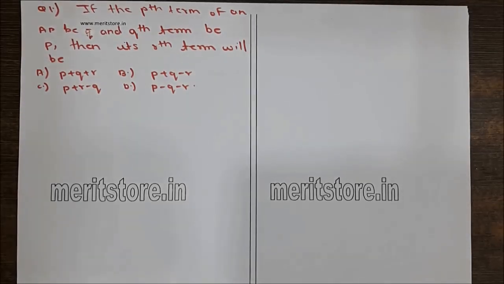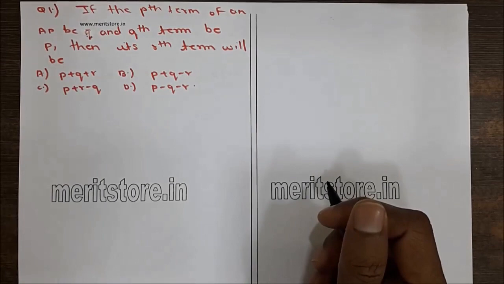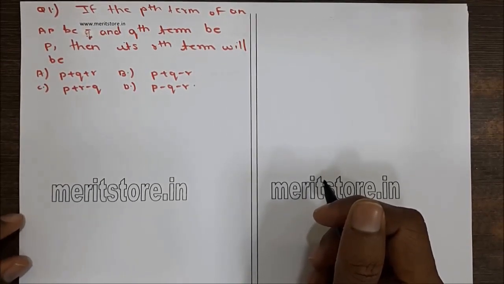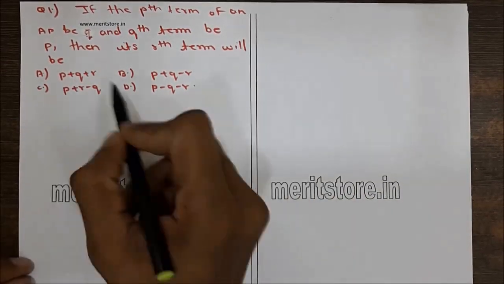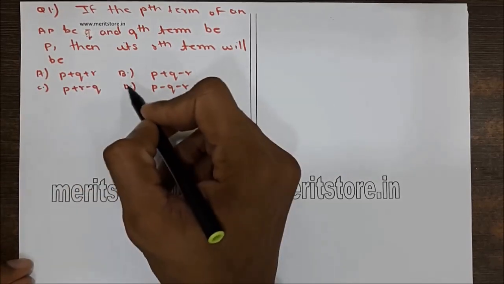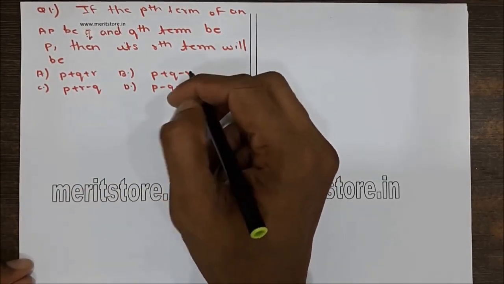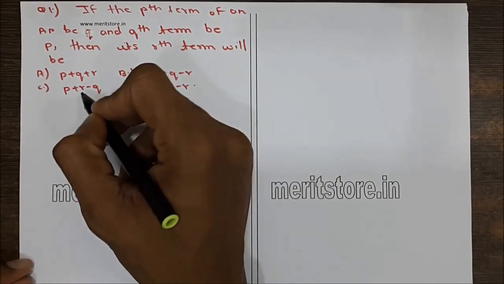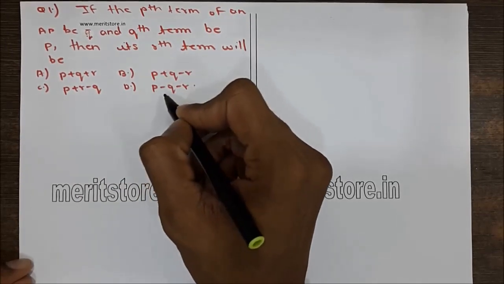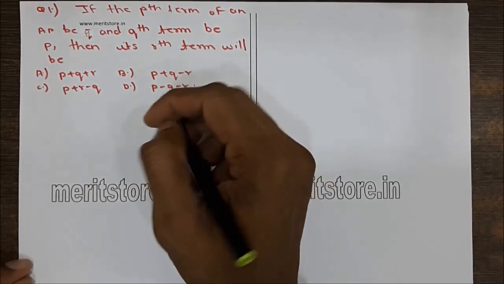Question 1. If the Pth term of an AP be Q and the Qth term be P, then its Rth term will be? We have four options: A, P plus Q plus R, B, P plus Q minus R, C, P plus R minus Q, and D, P minus Q minus R.